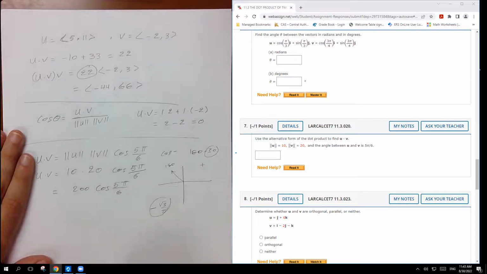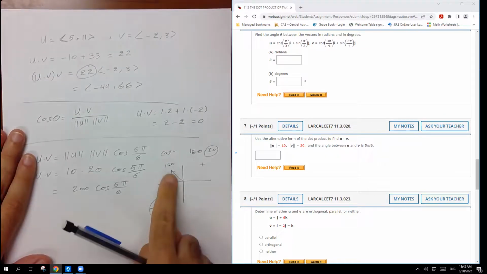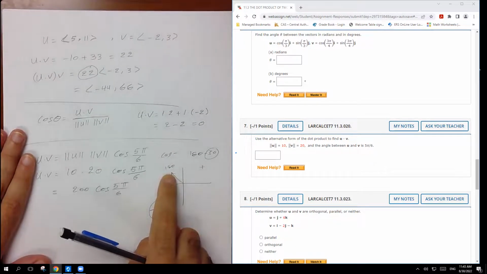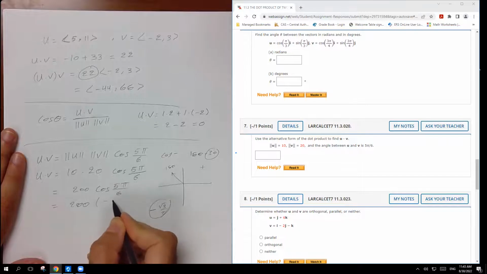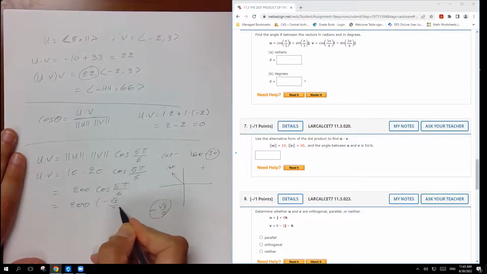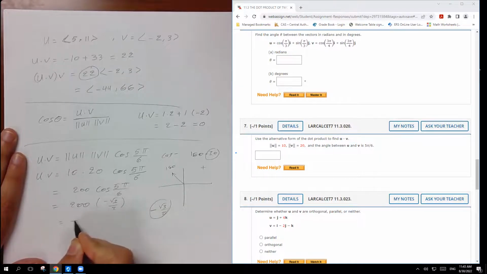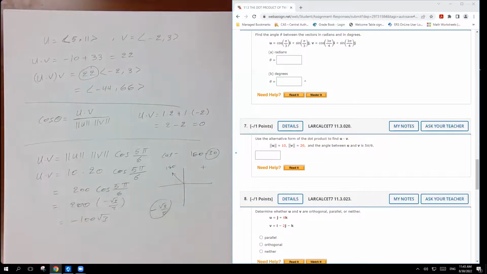Because the cosine in the second quadrant is negative, the result is going to be 200 times negative square root of 3/2, and it's going to be negative 100 square root of 3.